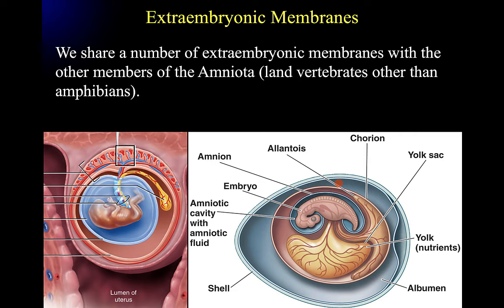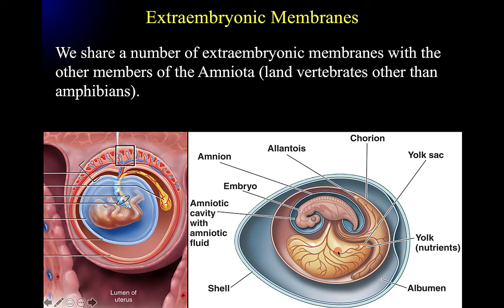Now there's another topic that we want to address at this time, and that would be the extraembryonic membranes. These are things that are going to surround the embryo. These are things that are shared amongst all the amniota. That would be all the land vertebrates other than amphibians who have an amniotic egg. So whether we're talking about an egg like a chicken egg, or in a mammal, this kind of retained egg that then develops within the mother, we're going to have a set of membranes.